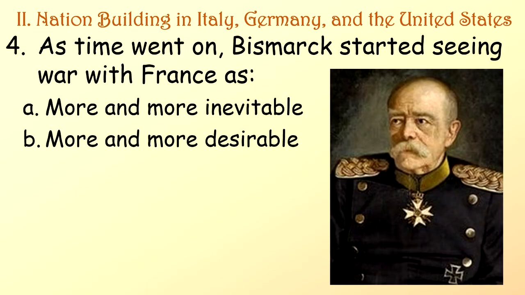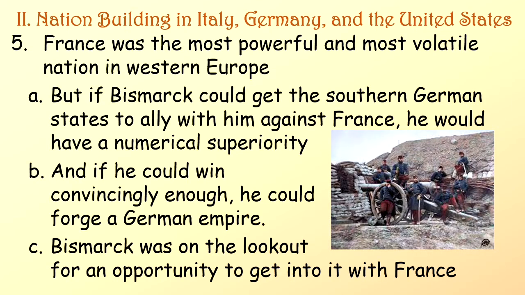As time went on, Bismarck started seeing war with France as more and more inevitable and more desirable. France was the most powerful and most volatile nation in Western Europe. But if Bismarck could get the southern German states to ally with him against France, he would have a numerical superiority. And if he could win convincingly enough, he could forge a German empire. Bismarck was on the lookout for an opportunity to get into it with France.